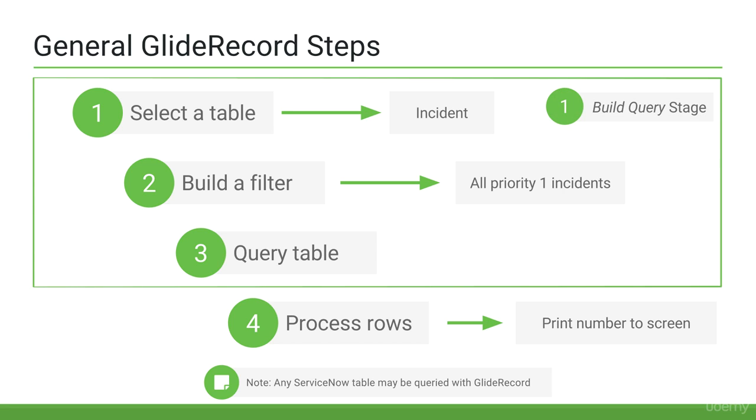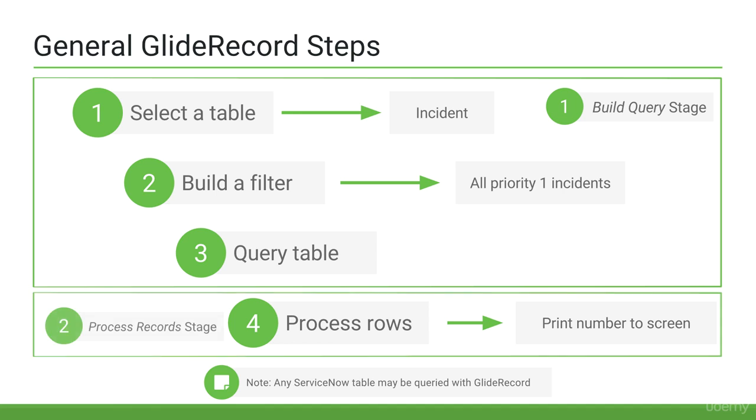We'll talk more about the stages in the third video in this section. However, for now, you can think of steps 1, 2, and 3 as being in the first stage, the build query GlideRecord stage, and the fourth step in this diagram as being in the second stage, or the process record stage. It's important to note that any ServiceNow table, so any of the 2,400 out-of-the-box tables or any new tables that you create, can be queried using this GlideRecord API.